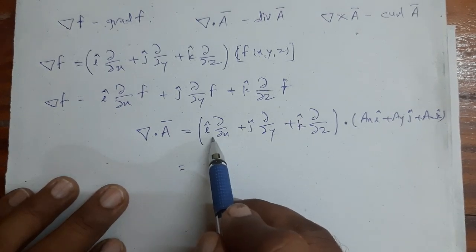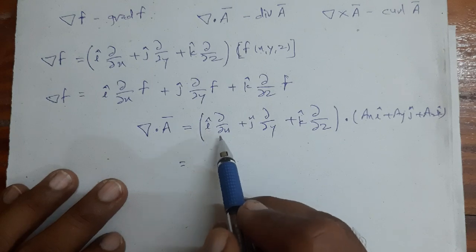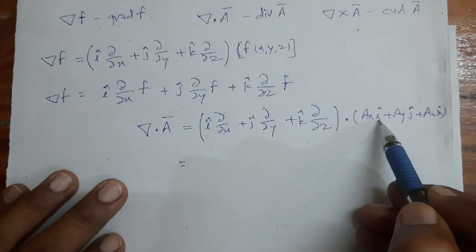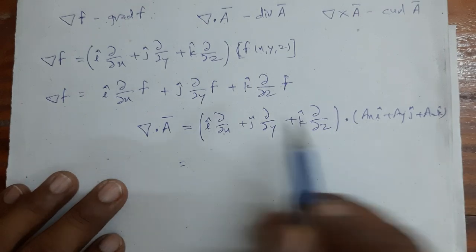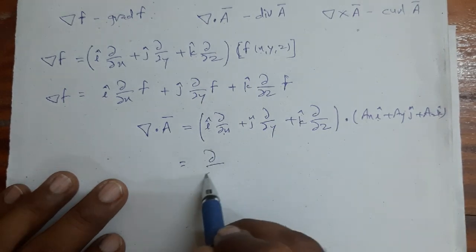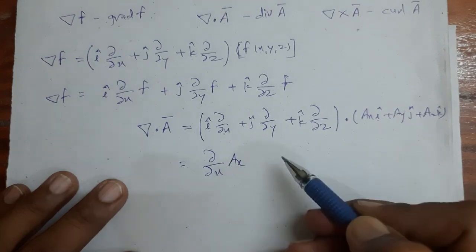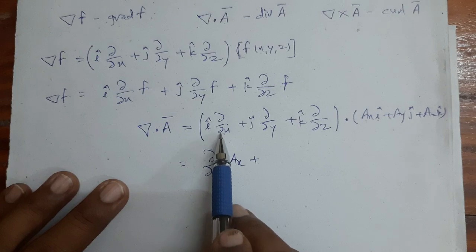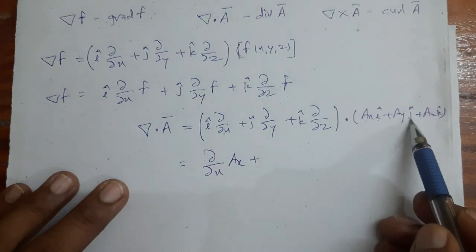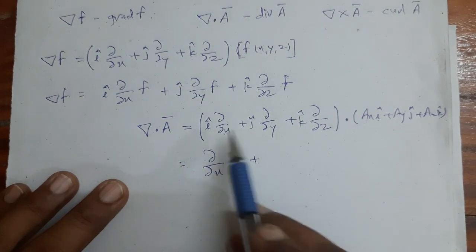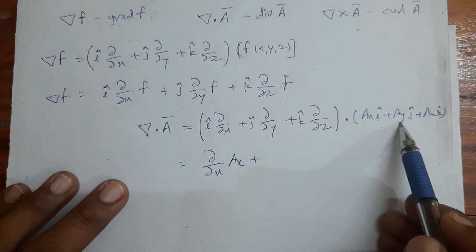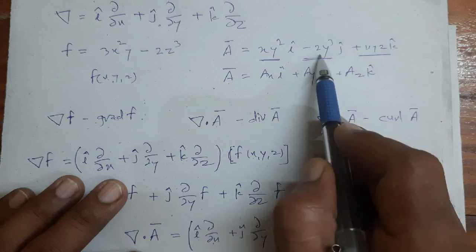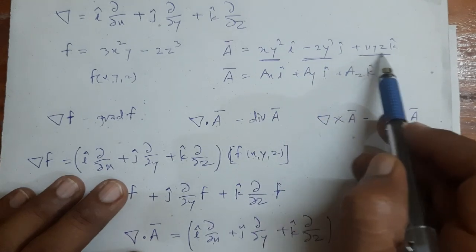Here if I operate, you see again, if I use the property of distribution, then I will have to do i cap ∂/∂x on ax i cap with a dot product. Therefore i cap dot i cap is equal to 1, and simply I will have to write ∂/∂x of ax plus, if I operate i cap ∂/∂x on ay j cap, then it will be ∂/∂x of ay. It may not be 0 because here we have observed that ay may depend on x, y, z. In this case it is not, but az depends on x, y, z.